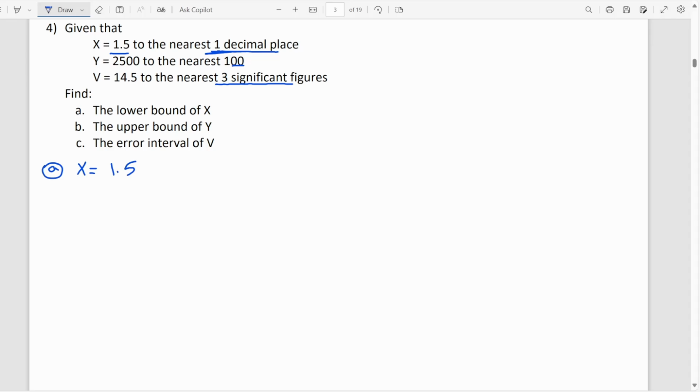So we're going to look for the first decimal place, it's the 5 right here, and we're going to replace it by 1, and everything else turns into 0, so 0.0. So 0.1, this is the unit of round. Divided by 2 gives us 0.05, and this right here is the error. And so the lower bound is equal to 1.5 minus 0.05. We get 1.45. Okay.